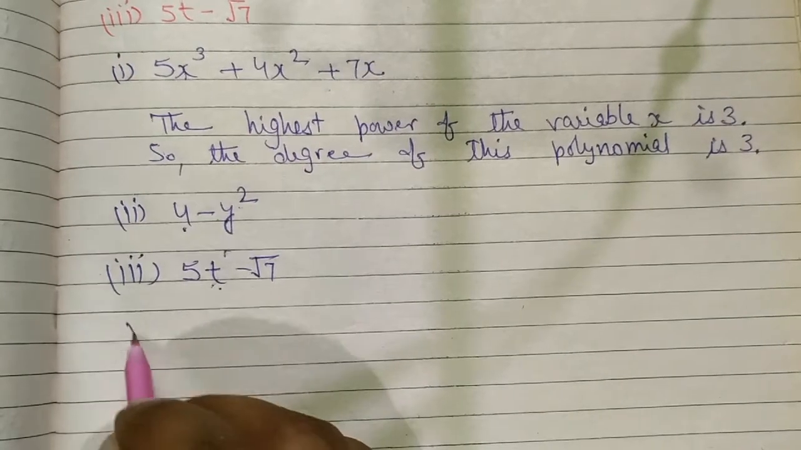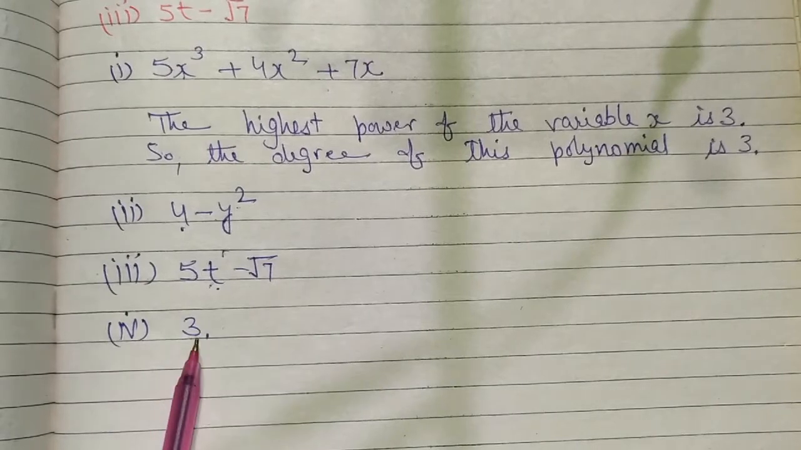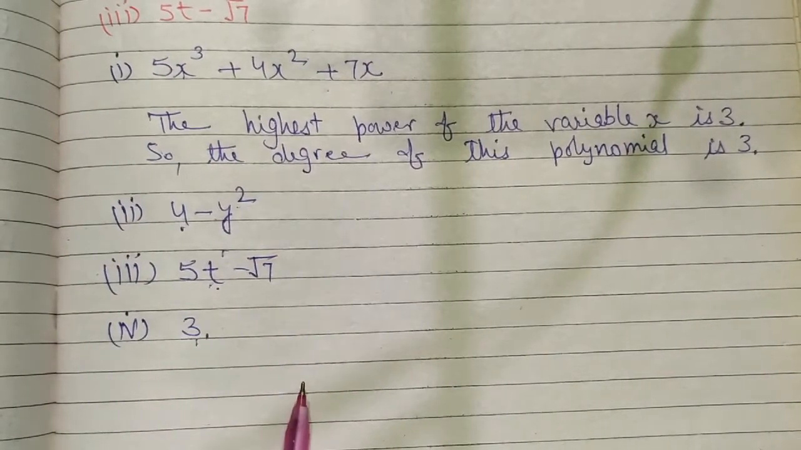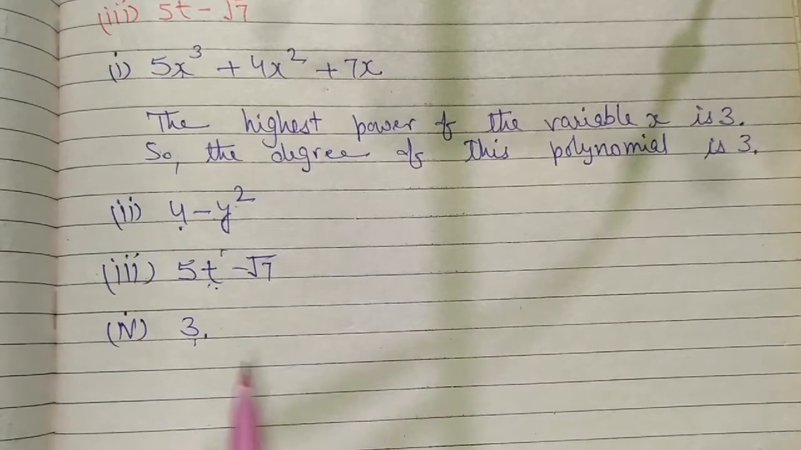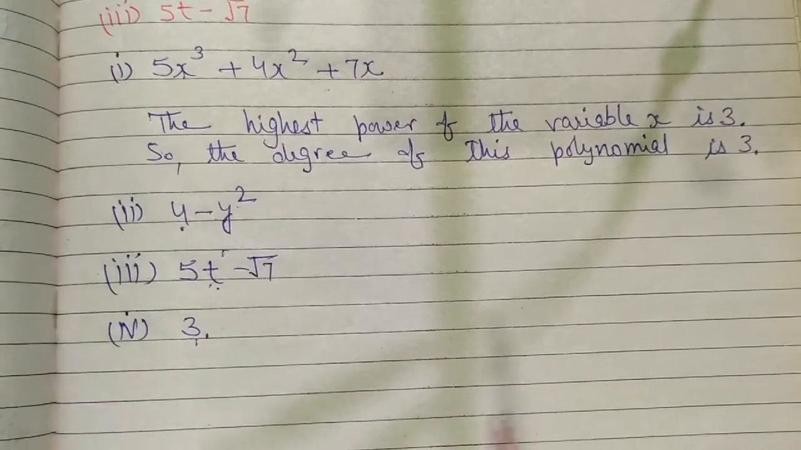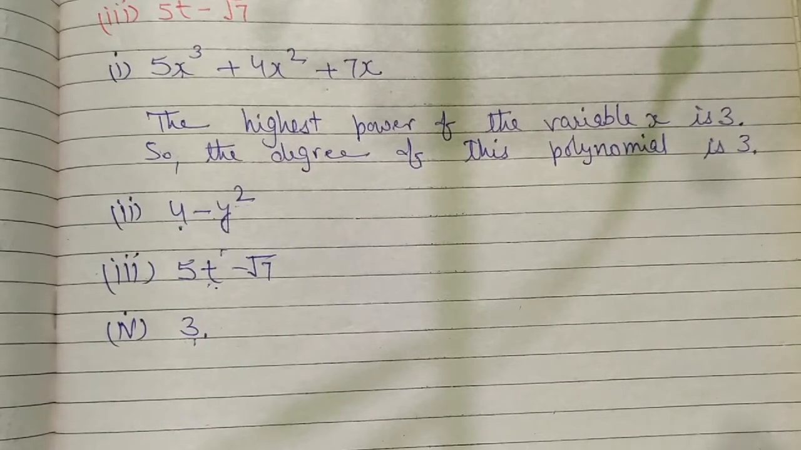Let's come to the fourth one now, which is only 3. Now this is a constant, there is no variable, so you need to write that there is no variable, it's just a constant polynomial, so the degree of this constant polynomial is 0. Okay, so here we have solved the fourth question. Let's go to the fifth question.